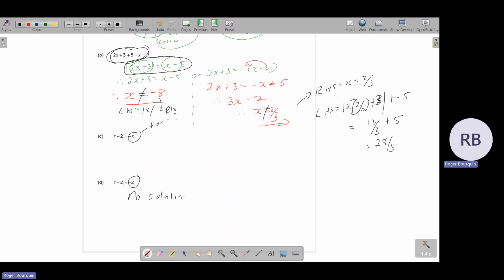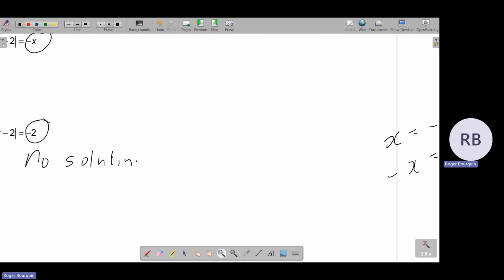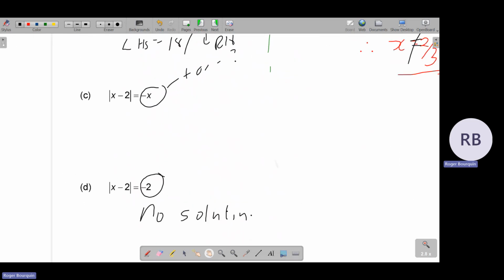But a negative variable, remember, doesn't mean that it's negative. Negative x isn't necessarily a negative number. If x was equal to -5, negative x would be -(-5), which is 5. So be careful of that. Negative x isn't a negative number. It's the opposite sign of x. The negative in front of the variable doesn't mean negative. It's the opposite sign of the original. So for C, you're going to have to work it out using your method, but for D, there's going to be no solution.